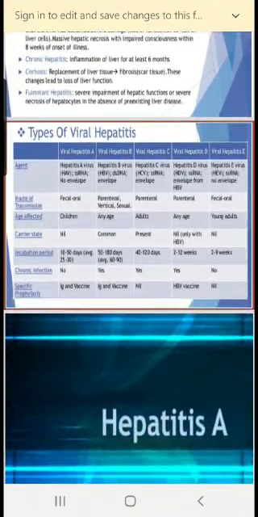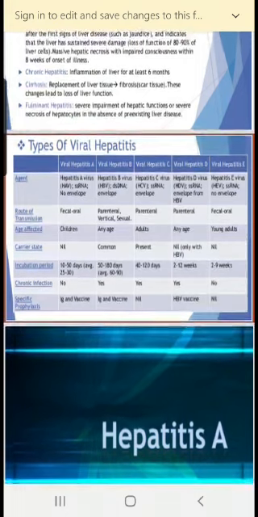Now the carrier state is more common in hepatitis B, which is very popular, and the people usually transmit the infection to others without showing any symptoms of the infection. While it's also seen in hepatitis C and D if it is only associated with the B. Now in hepatitis D, we have to deal with two things: what is co-infection and superinfection, which I will be dealing with in hepatitis D virus in detail.